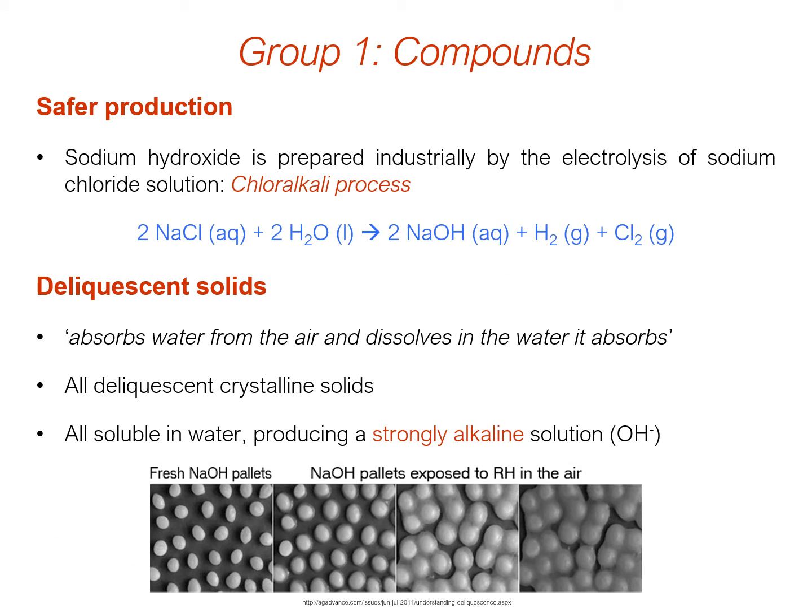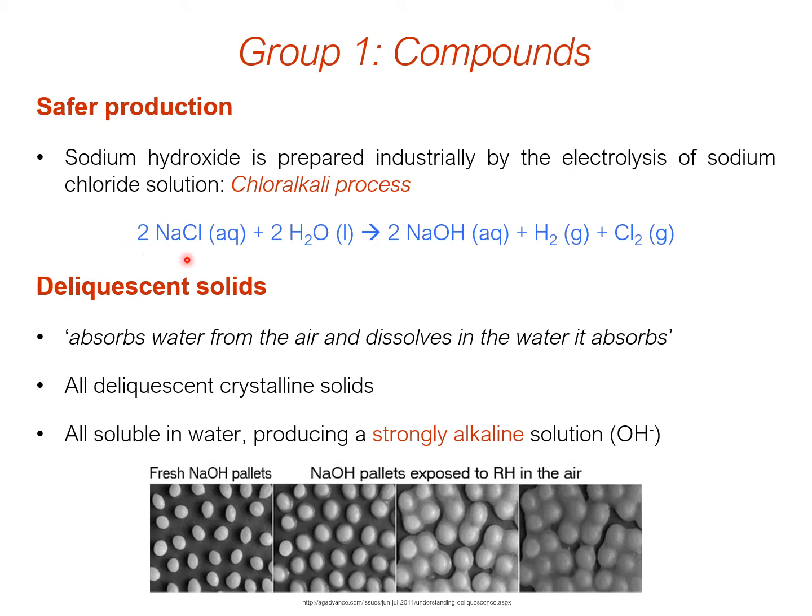However, we need group 1 hydroxides and we use them quite regularly. Sodium hydroxide and potassium hydroxide are 2 of the most common bases that we use in the labs, research-wise, teaching-wise and industrially. So there needs to be a safer way, and this way is through the Chlor Alkali process, as it's called. And again, like with the production of the metals, this is done through electrolysis.